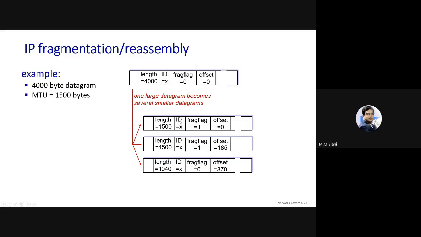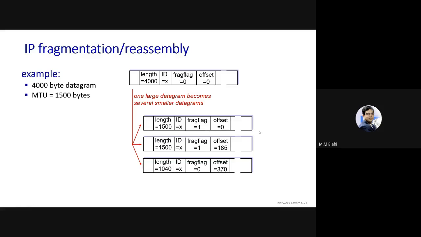Okay, how are these fragments made? ID is kept as the original one. Original packet has X, so every fragment has X. Very simple. 3 fragments created. Why 3 fragments? We'll see. But the first 2 fragments have fragment flag 1, because these are not the last fragment. Only for the last fragment, fragment flag is 0. For the first fragment, offset is 0. For the second fragment, offset is actually the data sent in the first fragment. Why is that 185? Let me clear. And for the third fragment, the offset will be the data sent in the first 2 fragments.